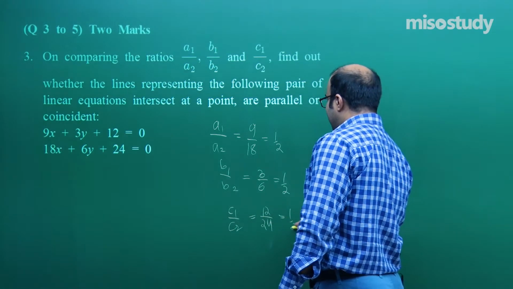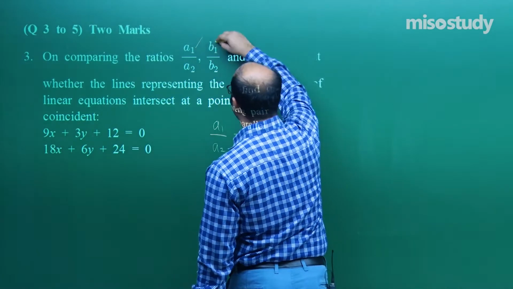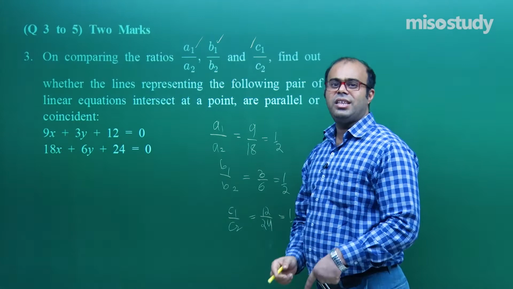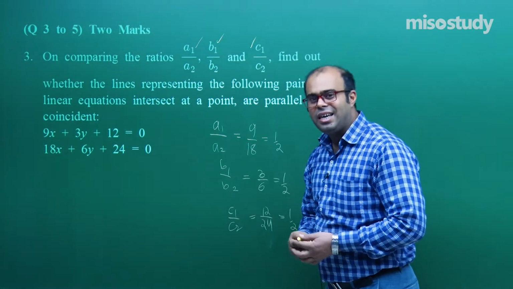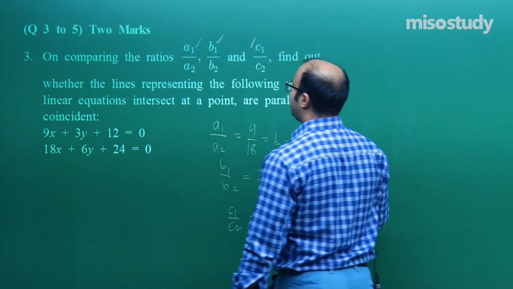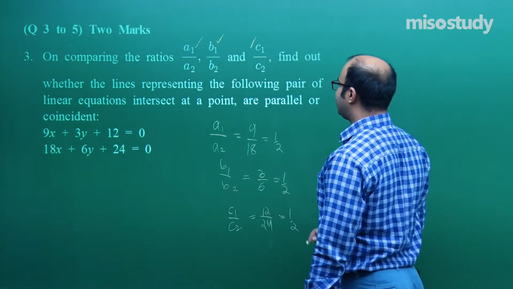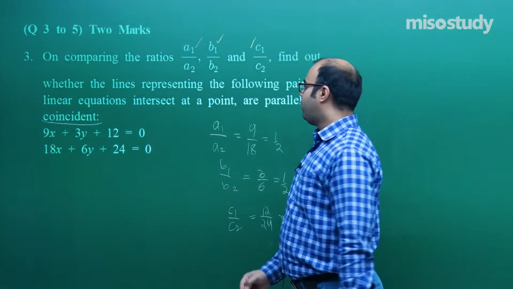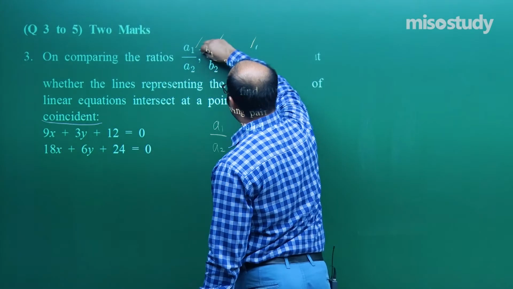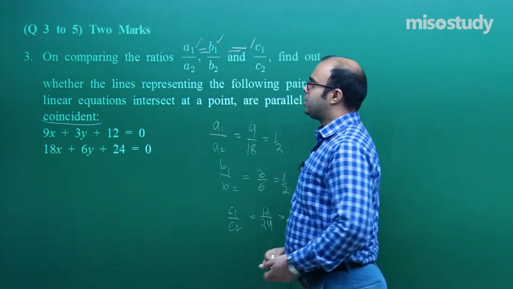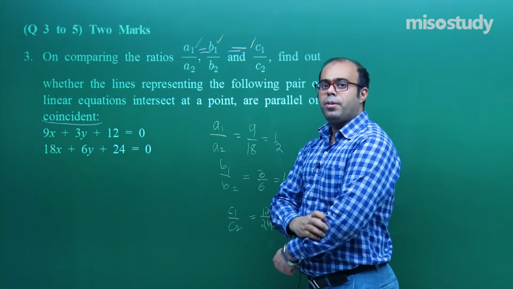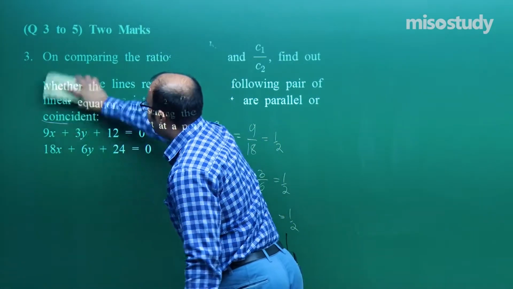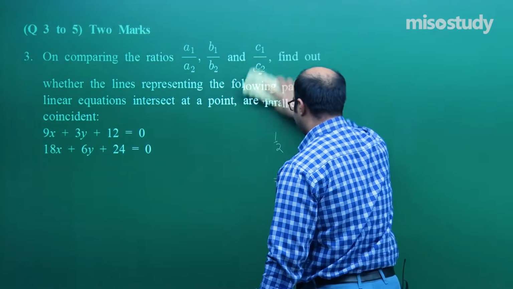So we see that here a1/a2, b1/b2 and c1/c2 are all equal. If they are all equal, then this is a case of coincident lines. That means this pair of linear equations represents coincident lines. This is your answer: a1/a2 = b1/b2 = c1/c2. That means this is a pair of coincident lines, right, students? So you have to remember the conditions for the various cases here.